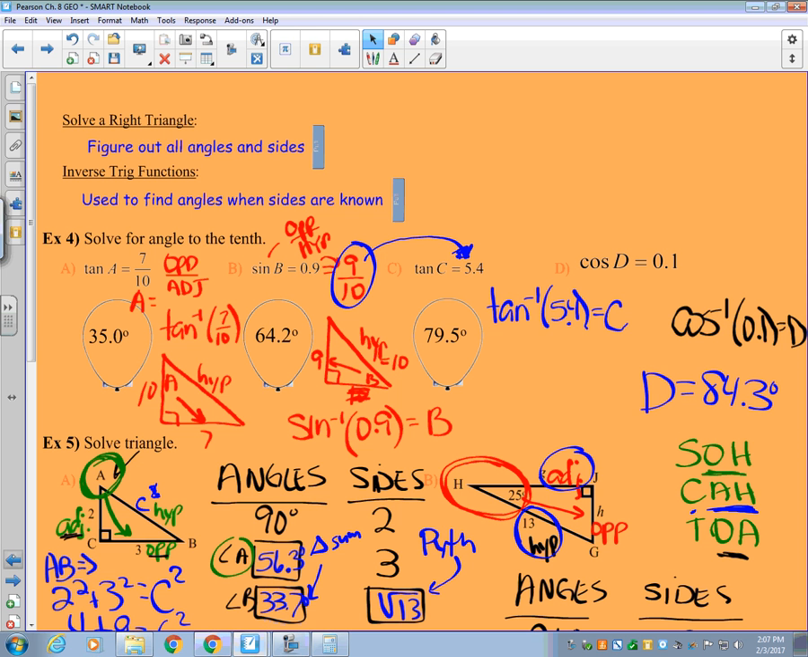And that is all for solving triangles using trig and inverse trig.